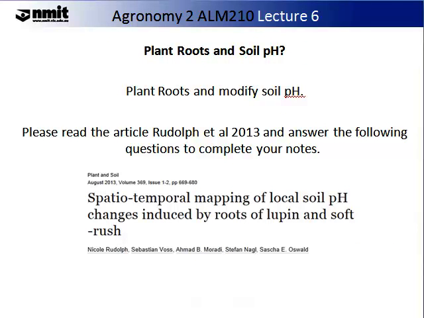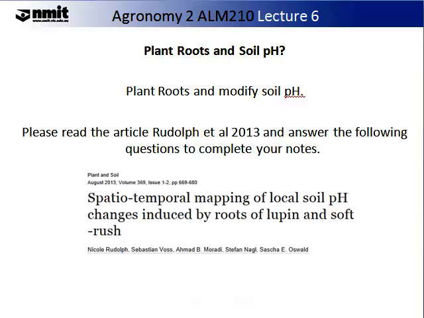So can plant roots affect soil pH immediately around the roots? Well, this is an interesting question, and one that was investigated by Rudolph et al. in 2013 in the following paper, Spatial Temporal Mapping of Local Soil pH Changes Induced by Roots of Lupin and Soft Rush. I'd like you to read through this paper and answer the following questions to complete your notes on this subject.